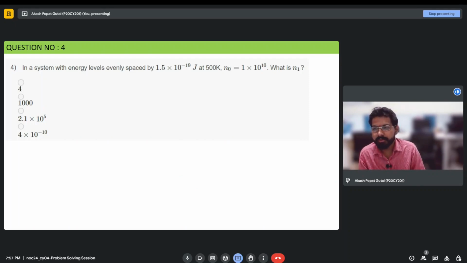So question number four is here. In a system with energy levels evenly spaced by 1.5 × 10 to the minus 19 joule at 500 Kelvin, N naught is given as 1 × 10 raised to 10. What is N1? It is the same type of question that we have solved. Please try to solve it. Take 2-3 minutes to solve this question.